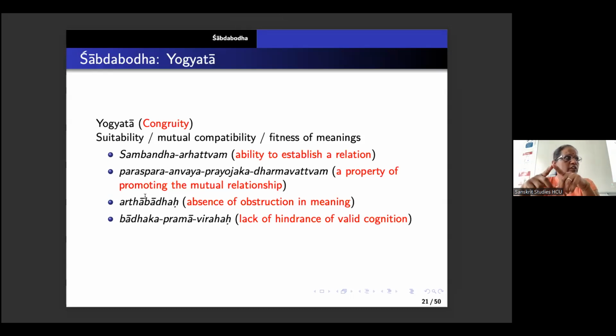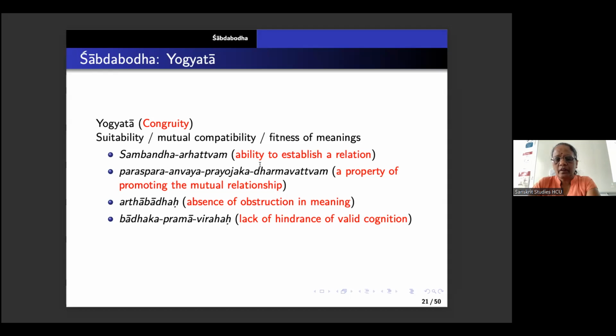Then the next factor that was mentioned by Kumarila Bhatta, which is an important factor in understanding the sentence, is the meaning congruity or the yogyatā, which can be translated as suitability or mutual compatibility or fitness of meaning. And various definitions of this yogyatā have been given in the literature. One definition is, what is congruity? It is an ability to establish a relation.